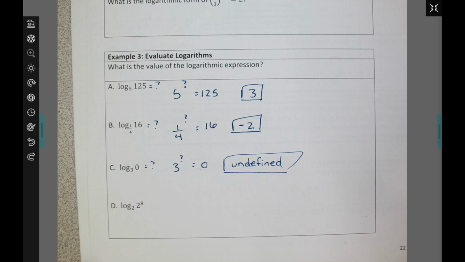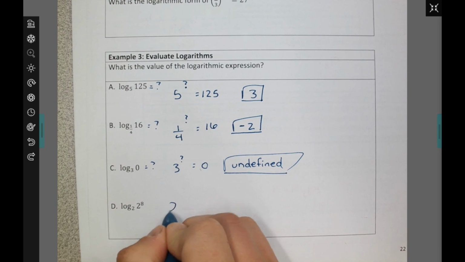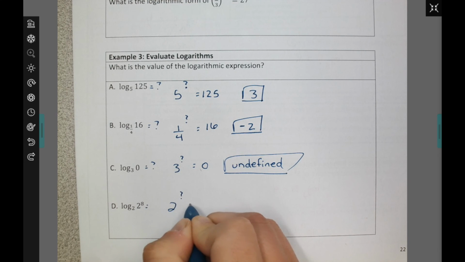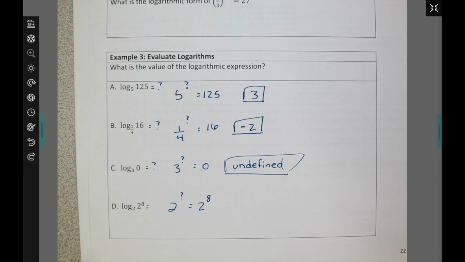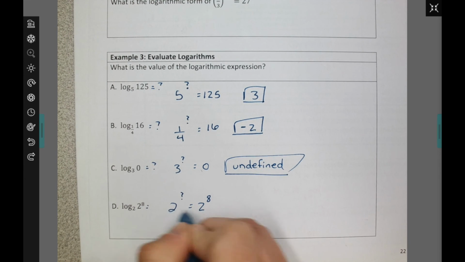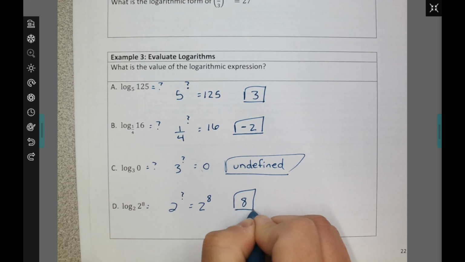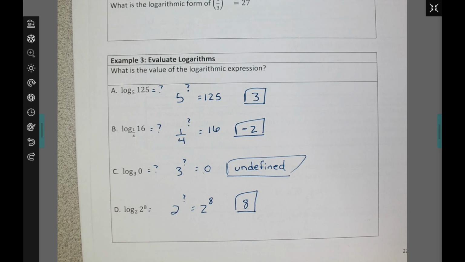And then the last one, D, we go 2 to what power? So this looks intimidating, but it's actually not that bad. 2 to what power equals 2 to the 8? Well, the base is already the same. They're 2 and 2. So what does my question mark have to be? Has to be 8. Okay, so that is the basics for exponential and logarithmic form.